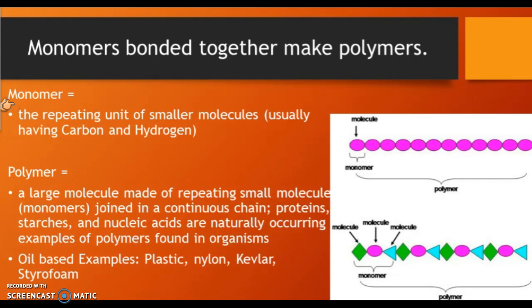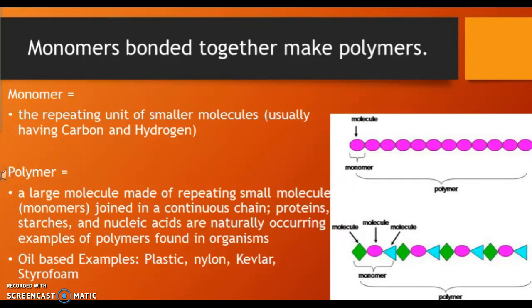So our next vocabulary word is monomer. Mono meaning how many? One. So a monomer is the repeating unit of smaller molecules, usually having carbon and hydrogen. So go ahead and hit pause and write that down.